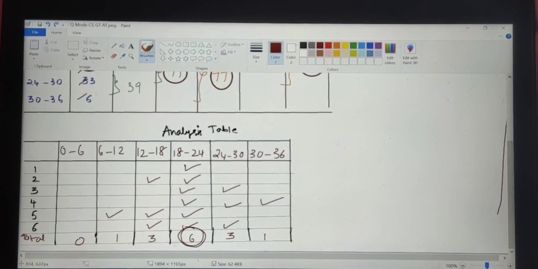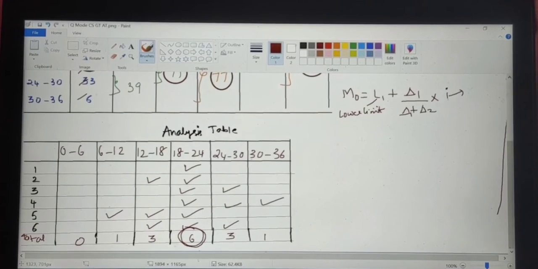Since it is a continuous series, we are supposed to find the mode using the formula: mode equals L1 plus delta 1 by delta 1 plus delta 2, into I. Here L1 is the lower limit, and I is the class interval of the modal class. Delta 1 and delta 2 I will show you.